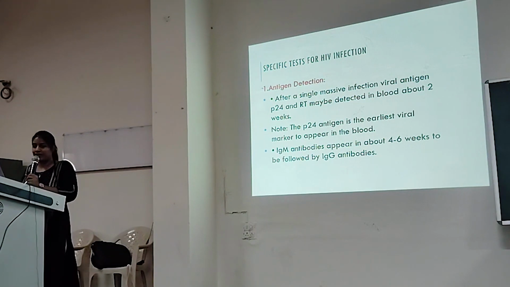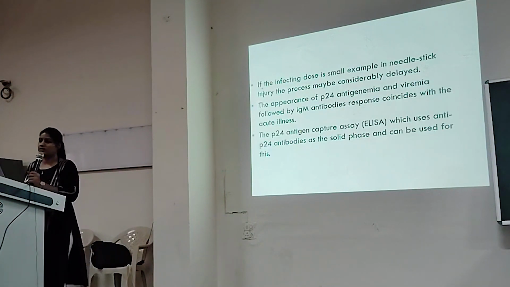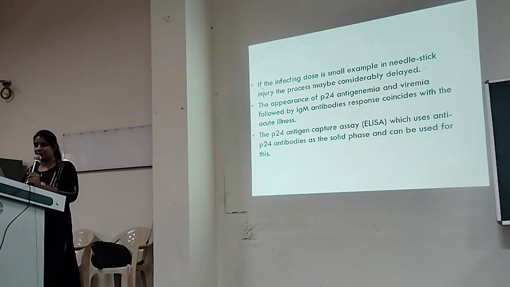IgM antibodies are the first to appear in the blood, appearing 4 to 6 weeks after infection, and later they are replaced by IgG antibodies, which stay for lifelong. If the patient has a needle stick injury, the process may sometimes be delayed. That is, antibody formation might be delayed, and the appearance of P24 might also be delayed.